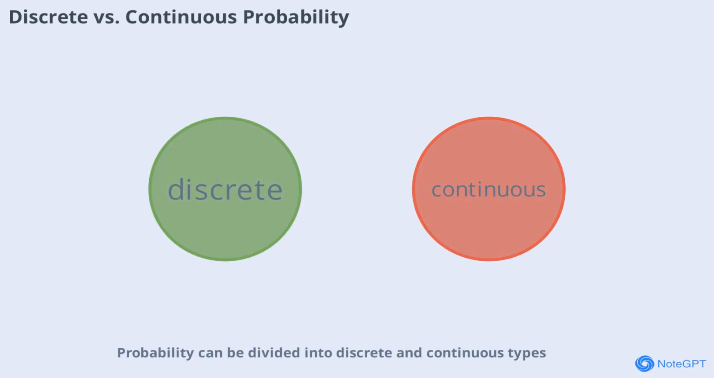Probability can be divided into discrete and continuous types. Discrete probability deals with countable outcomes like rolling dice. Continuous probability deals with outcomes over a range, like measuring the time it takes for a bus to arrive. Understanding the difference helps us choose the right methods for different problems.